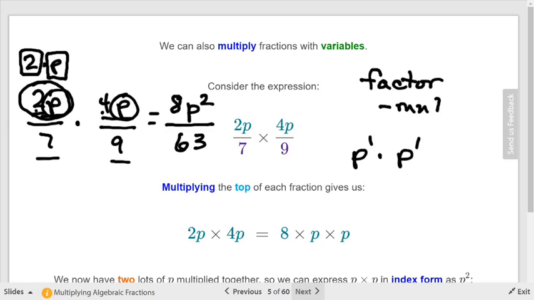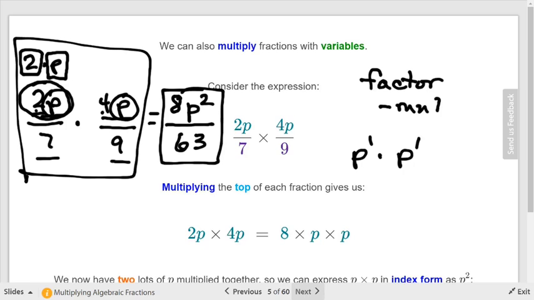63. There you go. And that is your completed answer. And the beauty of it is, if it didn't reduce here, then it's never going to reduce there, after you've multiplied it out. It won't reduce anymore. Because if you thought about it, 8 divided by 63 is not going to work. There's no p's in the bottom.